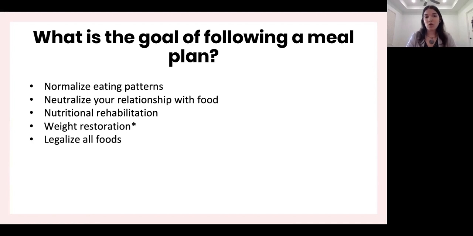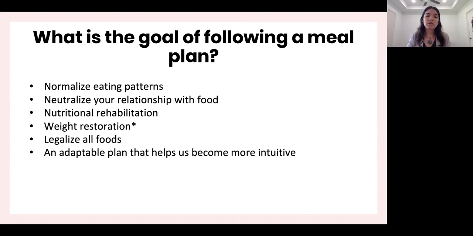Legalize foods. That again goes along with the idea of neutralizing your relationship with food and not making foods good or bad. We want all foods to be acceptable and to be part of a healthy diet. And we want you to not have any strong negative emotions around food. Again, just legalize foods and see it as food, as fuel for your day.